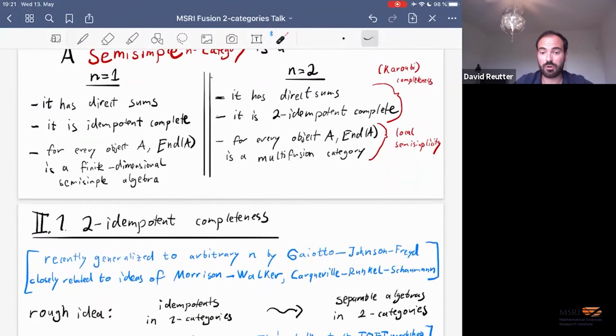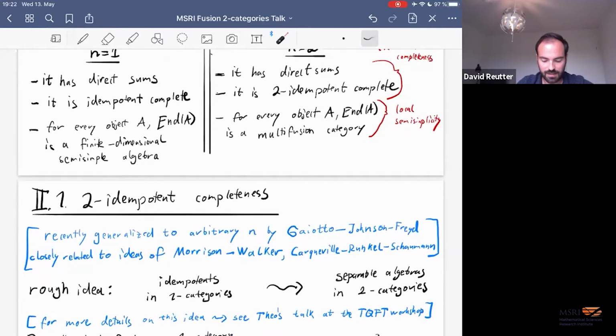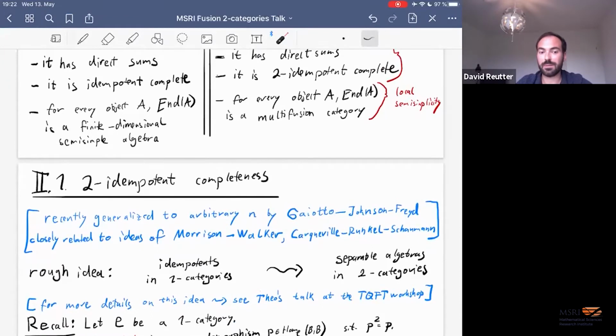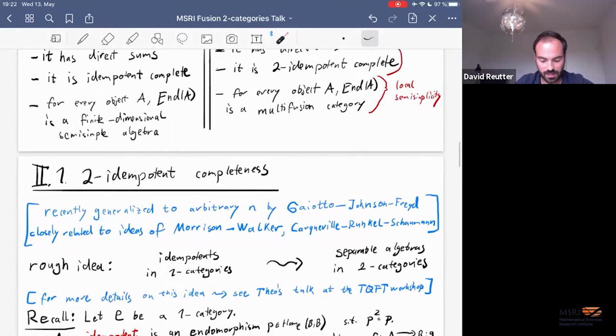So the very rough idea, and I won't talk about the motivation too much here, I just give the idea to get the definition out, is that idempotents in one-categories should categorify to something which you can think of as a separable algebra in a two-category. If you want to hear more details about this, you should go and watch Theo's talk. I'll be content with the philosophy and just give you the definition.